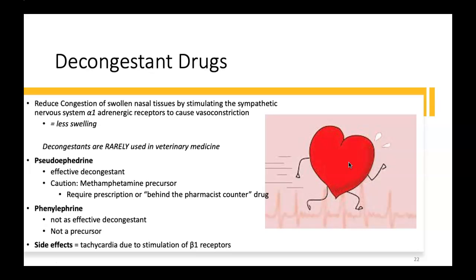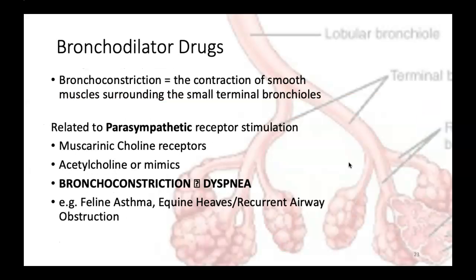Phenylephrine, it's not as effective as a decongestant, but it is there, and quite often you'll find it in over-the-counter drugs. It's not a precursor to methamphetamine, but it also can cause the tachycardia due to stimulation of beta-1 receptors. So again, just generally knowing what class these drugs fall into and why we generally don't use them. Mainly it's the tachycardia that we're concerned about. And then of course, specifically with pseudoephedrine, it's really not available here either. So that's fine. We'll just leave that at that.